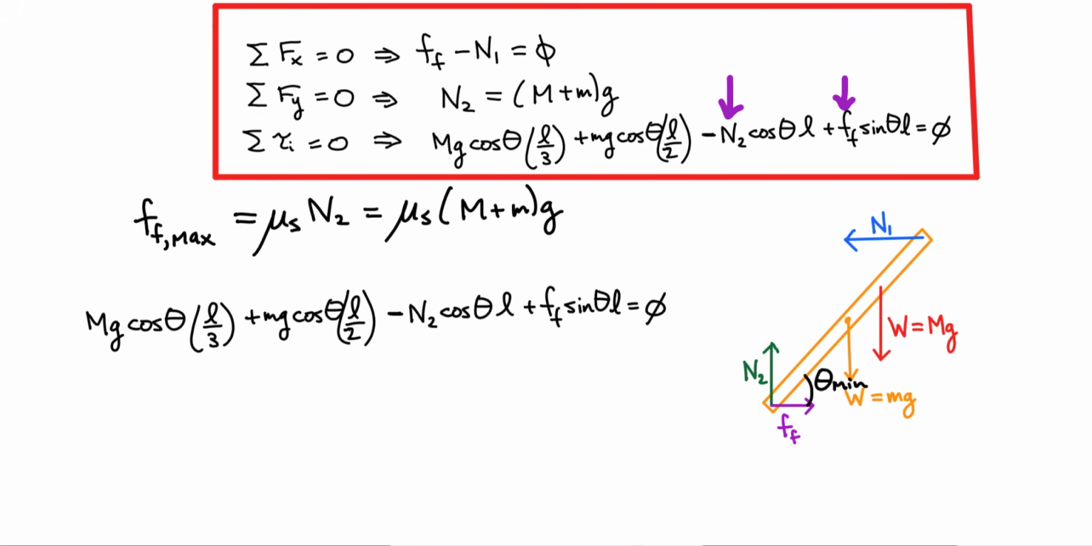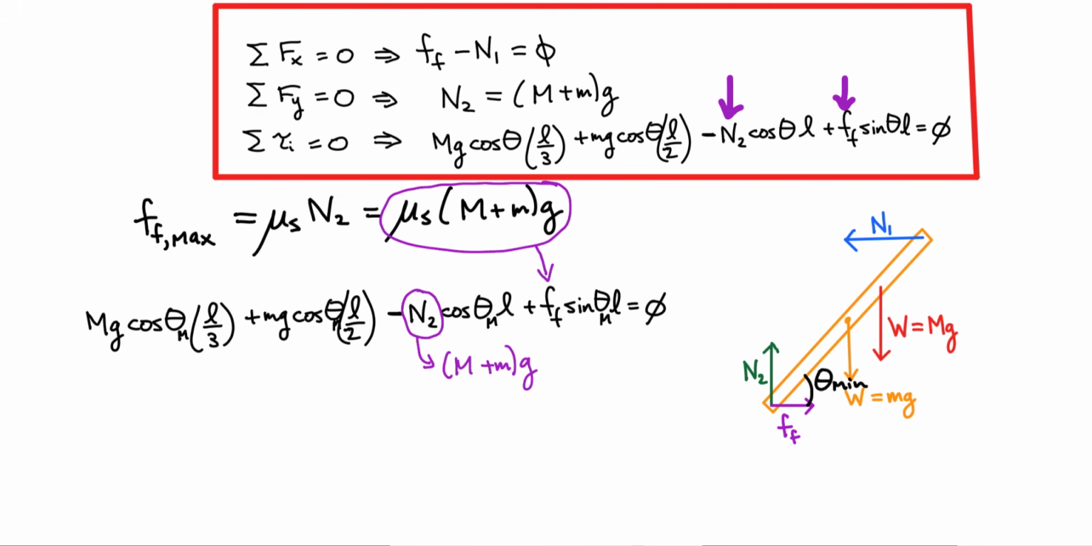So let's first introduce the minimum angle that we're going to find. The minimum angle will be here. I'll put a little subscript next to the theta, a little uppercase M for minimum. The other thing I can do now is substitute all of my force of friction into this expression. And I can eliminate the force N2 and substitute it with the total weight, which is M plus little m multiplied by little g.